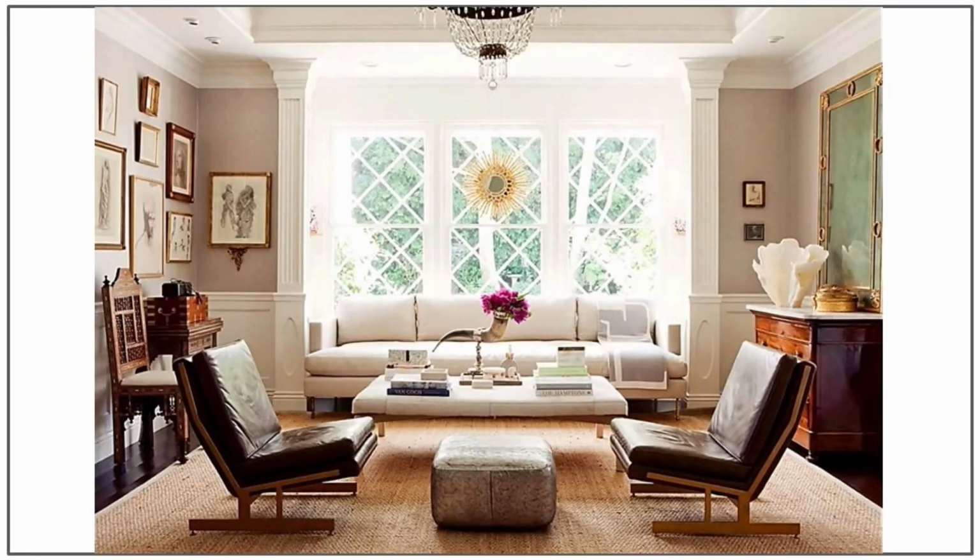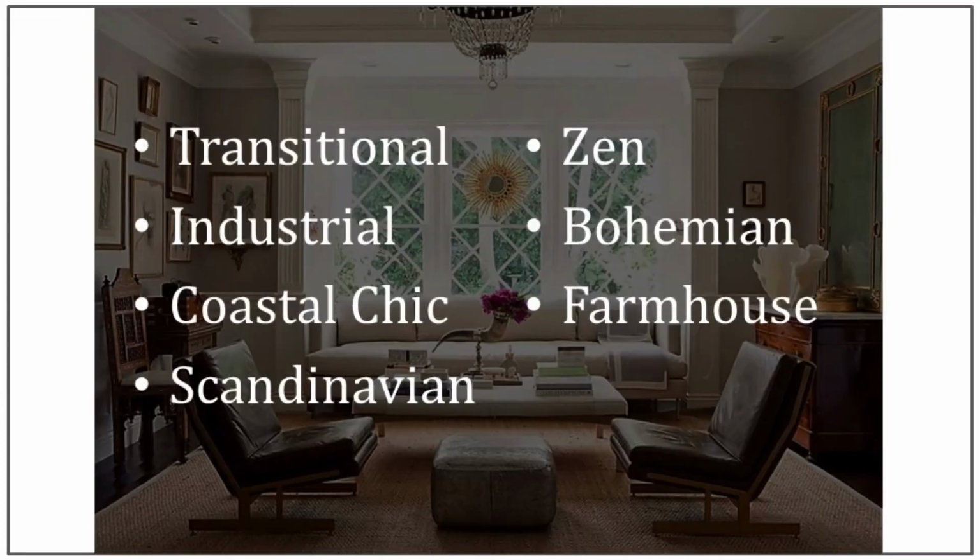However, a jute or sisal rug, like the one shown here, doesn't look so great with an ultra-traditional style. It's much better suited to transitional, industrial, coastal chic, Scandinavian, Zen, bohemian, and farmhouse. Now, that's not to say that you can't use a jute or sisal type rug in other styles. It just may be a little more difficult to pull off well.